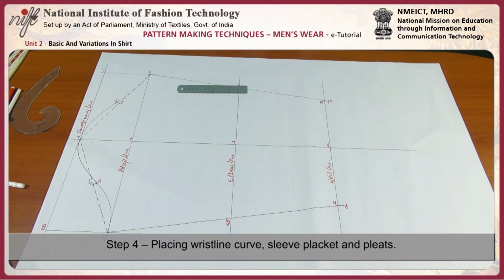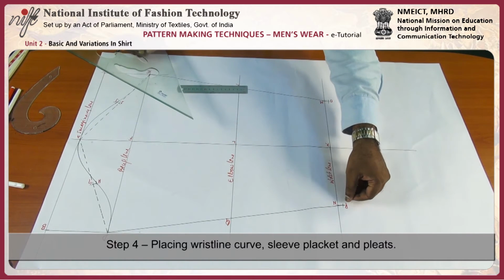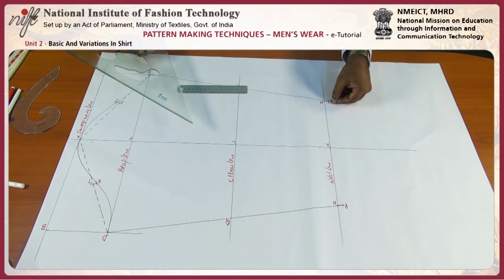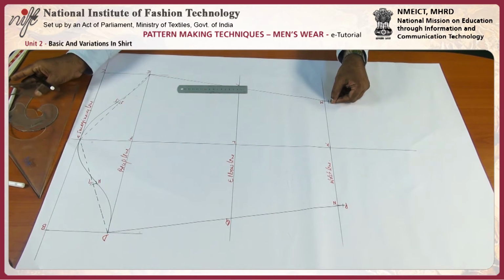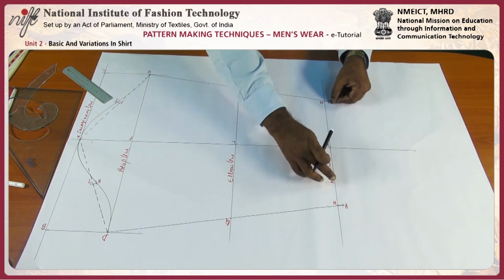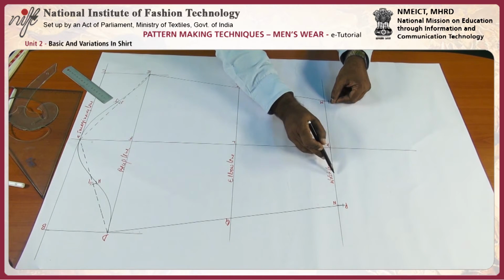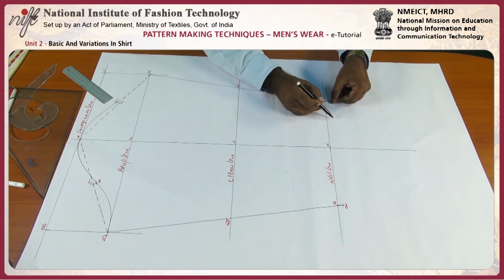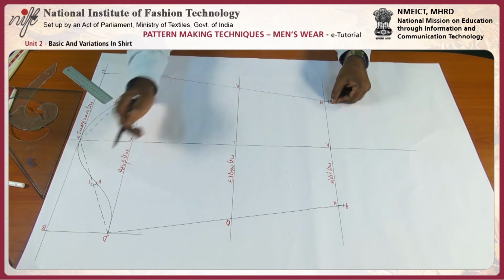Now let us proceed to step 4, where we are going to place the wrist line curve, and the placement of the sleeve placket and pleats. The wrist line curve will be different because the back sleeve is longer than the front sleeve. Back sleeve will be longer than the front sleeve.